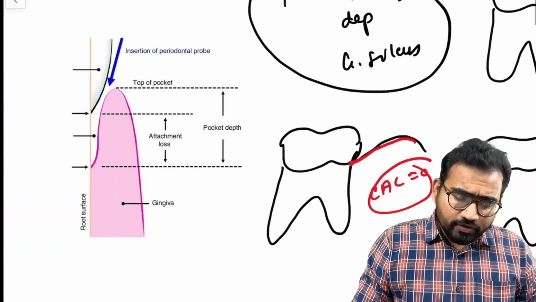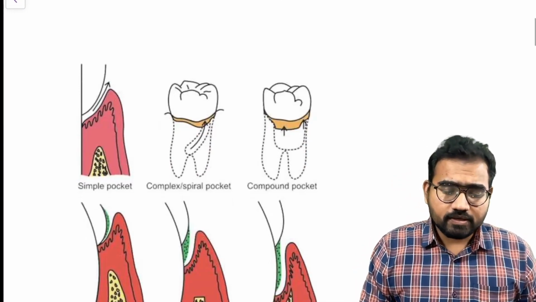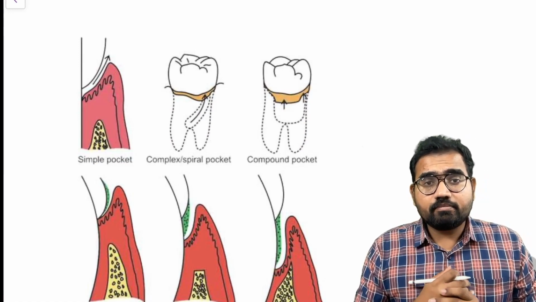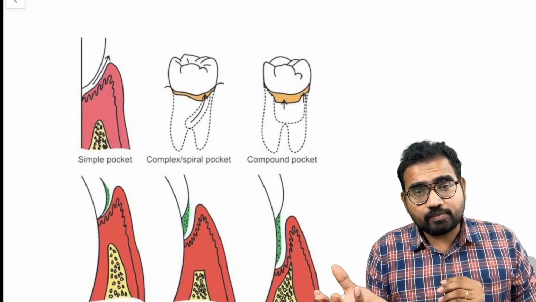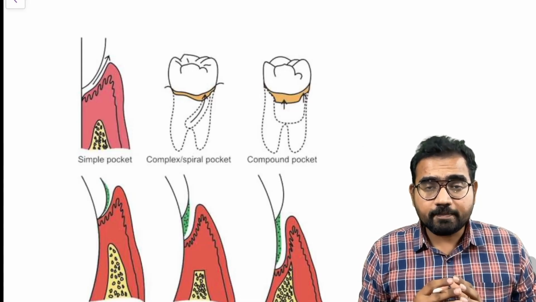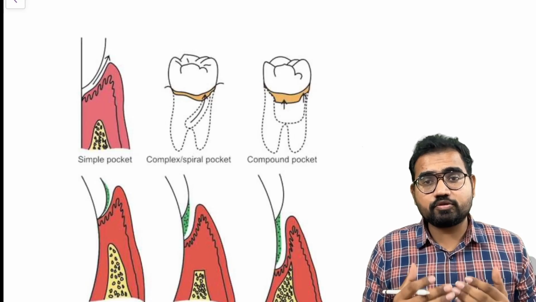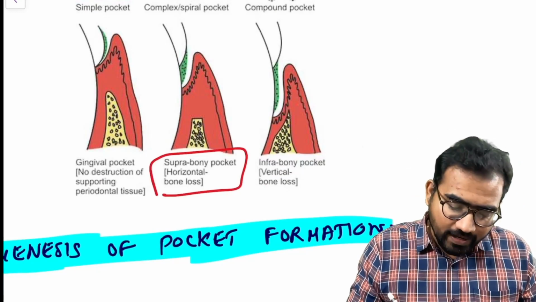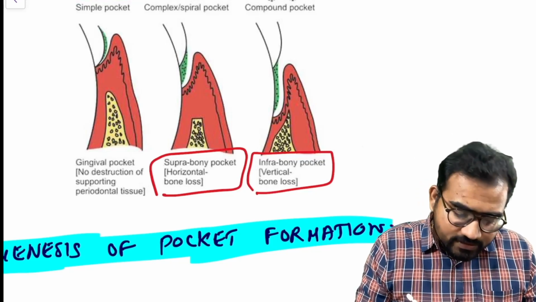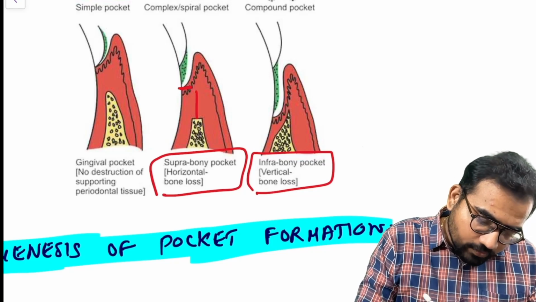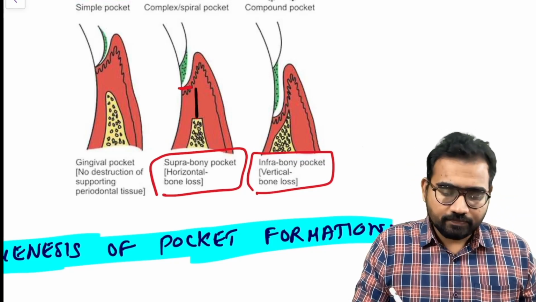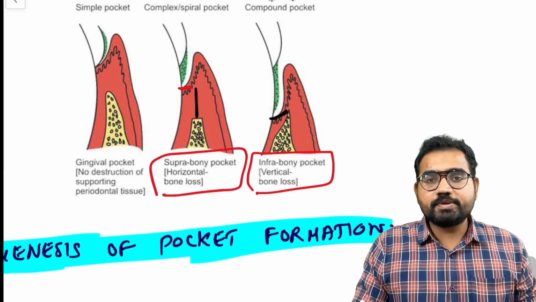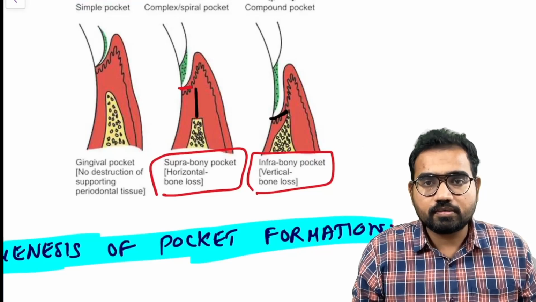Moving on to the classification of pocket. Any pocket can be apical to the crest of the bone, or coronal to the crest of the bone. Depending upon the position of the pocket relative to the bone crest, you can classify it as a supra bony defect or an infra bony defect. Supra bony means the base of the pocket is above the crest. Infra bony means the base of the pocket is below the crest, which means the bone is above, and the pocket is below the level of bone.